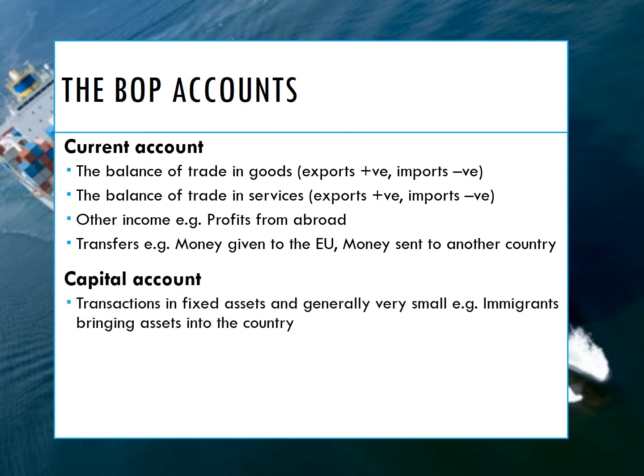Okay, the second account is the capital account. And in this, we record transactions in fixed assets, and it's generally quite a small account. So for example, if an immigrant comes into the UK and brings with them some assets from home, a car, for example, that we wouldn't classify as an import. It's not been bought by someone. It's not a good that's been bought from abroad. It's just been brought with them. There's been no transaction necessarily in terms of buying and selling. The transaction is just the movement.